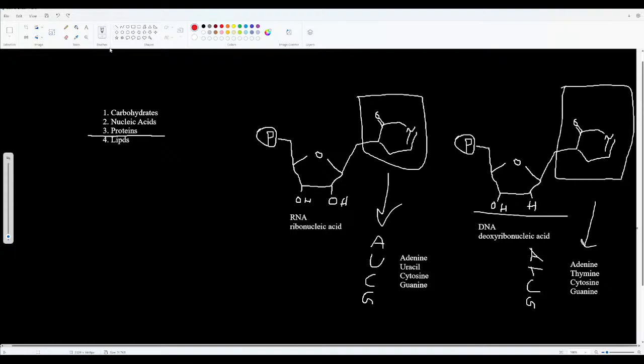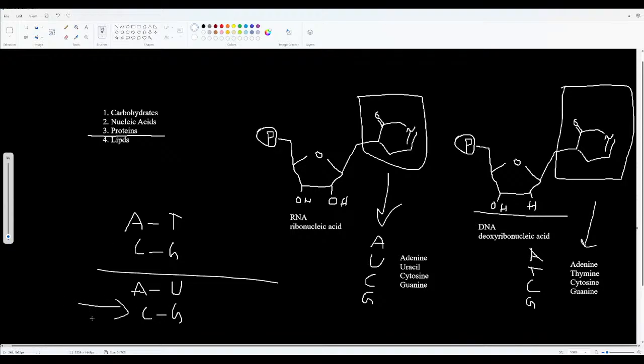What you do need to know, however, are the base pair rules. A always pairs with T, and C always pairs with G. And this is the case for DNA. For the case of RNA, A always pairs with U, and C always pairs with G. So this one is DNA, and this one is RNA.